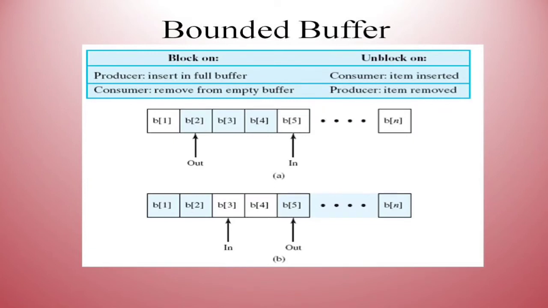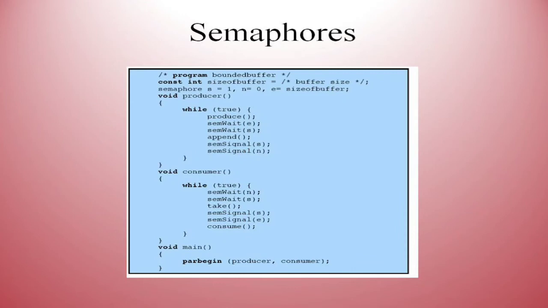The next one is the bounded semaphore diagram. Finally, let us add a new and realistic restriction to the producer and consumer problem, namely that the buffer is finite. The buffer is treated as circular storage and pointer values must be operated modulo the size of the buffer. The next diagram is about semaphores.